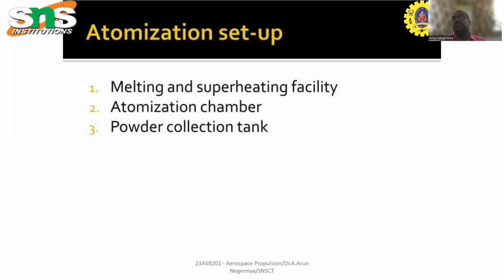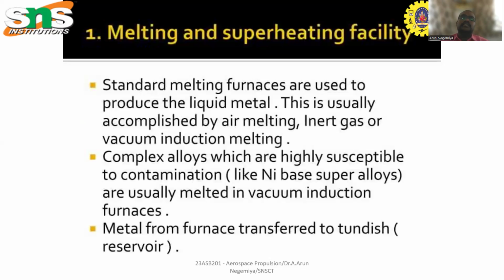And the next one is the atomization setup. These are the major components of this process. First one is the melting and superheating facility. Before this, we collect the solid metal and heat it up to the melting point. In that case, the solid will transform to semi-solid. Next one is the atomization chamber. It will be utilized to cool the molten metal, and finally we have the collecting chamber. These are the three major components.